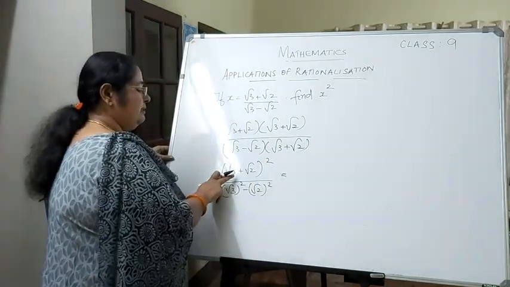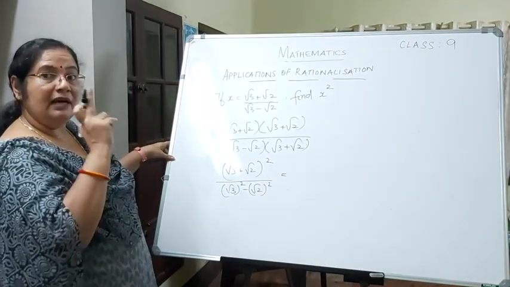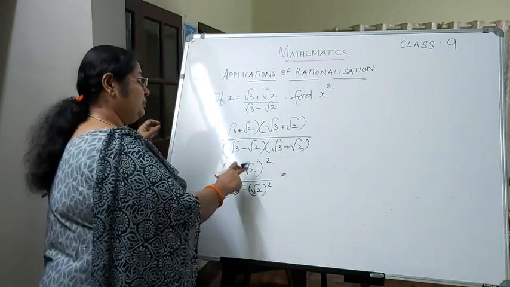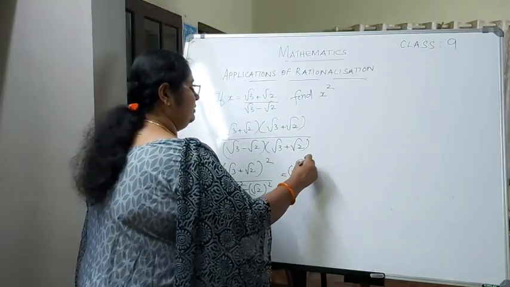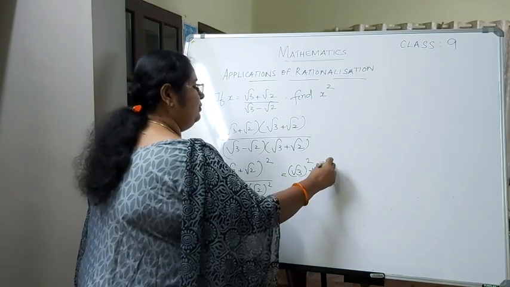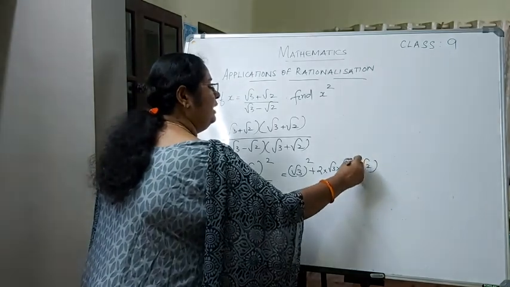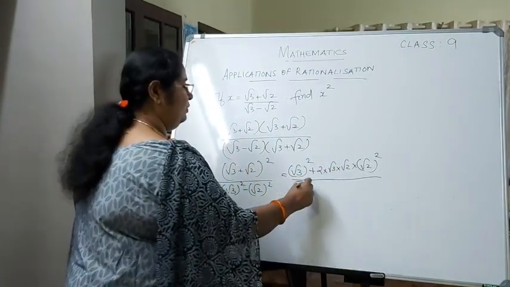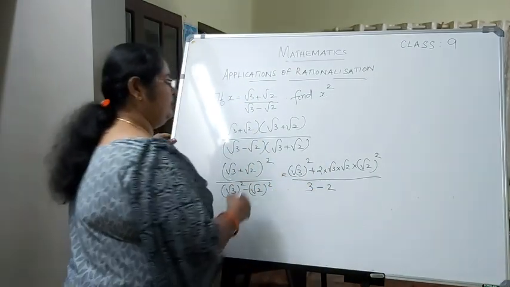See, this is of which form? Root 3 plus root 2 the whole square is of which form? (a plus b) the whole square. So (a plus b) the whole square will be a square plus 2ab plus b square. So this will be root 3 the whole square plus 2 into root 3 into root 2 plus root 2 the whole square, the whole divided by root 3 the whole square is 3, root 2 the whole square is 2, so 3 minus 2.